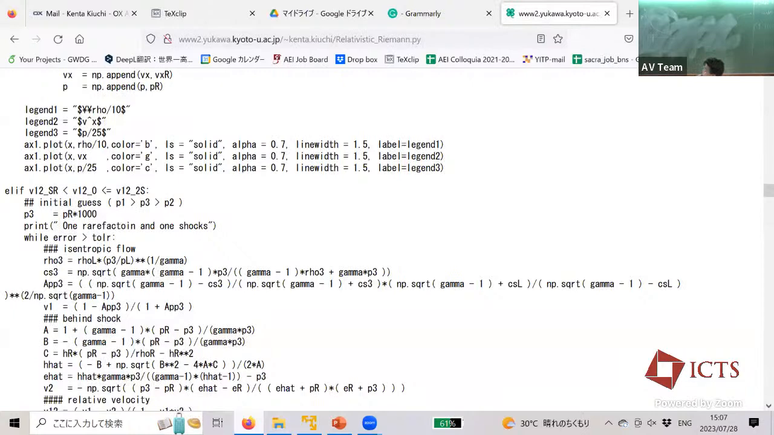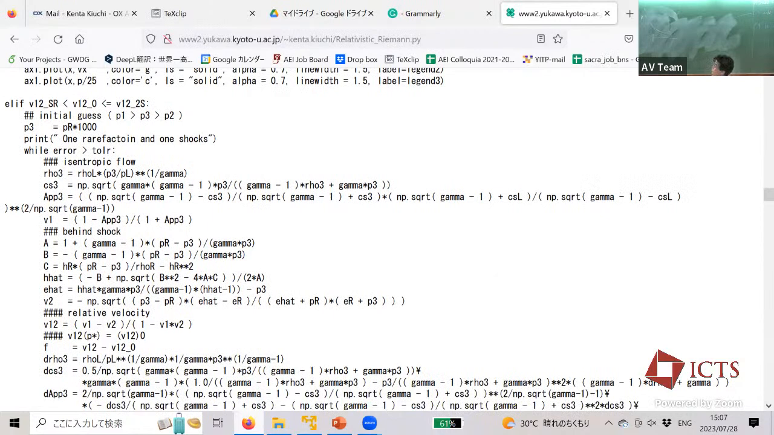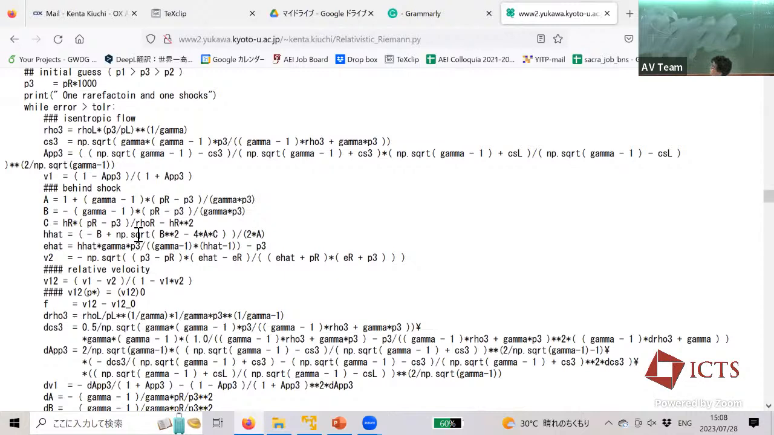And from the isentropic flow condition, rho 3 is given by these equations, and the sound velocity a plus as a function of P3 is given by this equation. This is the rarefaction wave flow case, and the velocity V1 is given by this equation, and this equation is nothing but this expression. And for the shock, behind the shock, again you're going to use tau adiabatic by specifying ABC like this. And H hat, E hat is obtained. And velocity in two states is calculated, something like this. This expression V2 is nothing but the expression here.